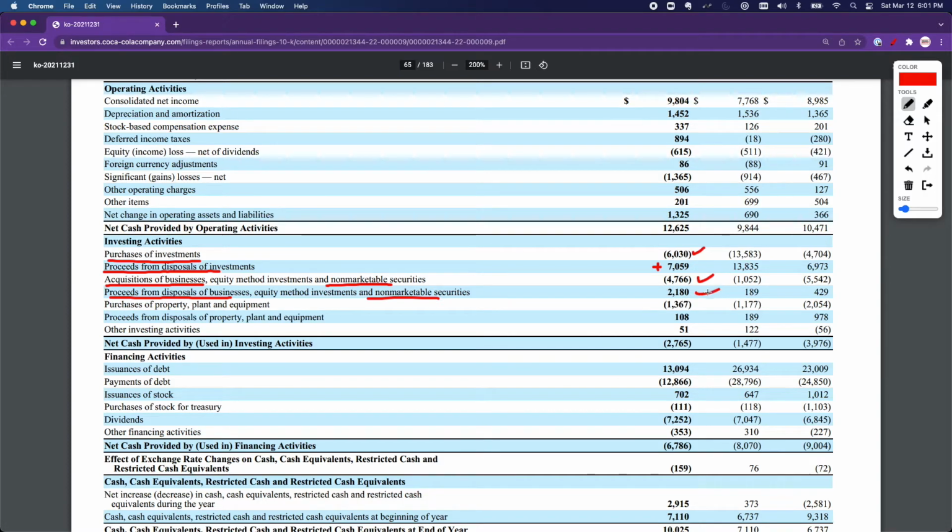Here we have some PPE purchases, so property, plant, and equipment. Obviously, that's an outflow, right? They're buying equipment, and at the same time, they're also selling equipment, so that's an inflow of cash, and there's some other investing activities here. So at the end of the day, you're left with a negative figure here, $2.7 billion, which is pretty normal, because typically when you're investing in the business, you are spending money to expand or to optimize your operations.